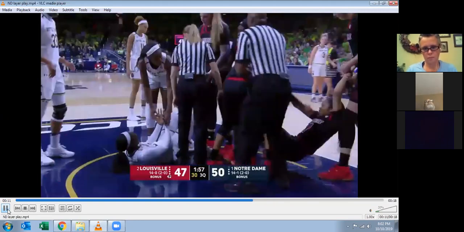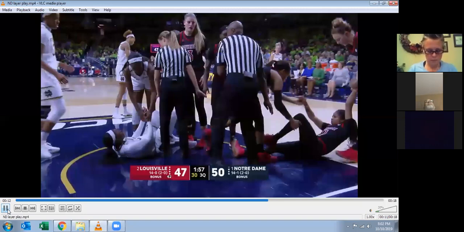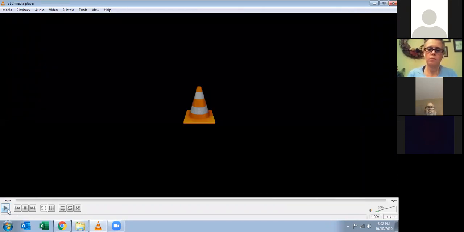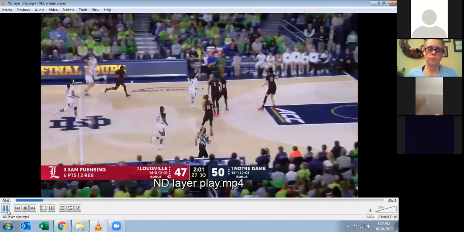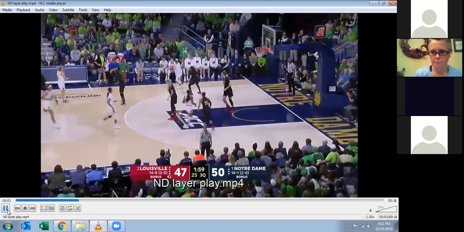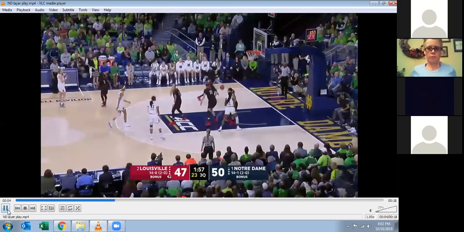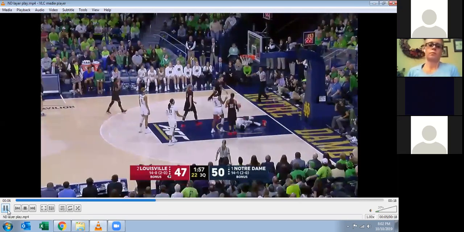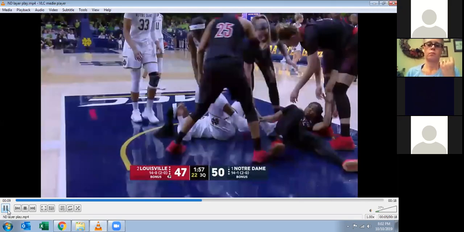Yes, but you don't have to make contact for it to be. I thought it was like intent. Right, it has to be intent. But what we deemed on this was that it looked a lot worse than it was. So slow it down when you get to the leg fest.